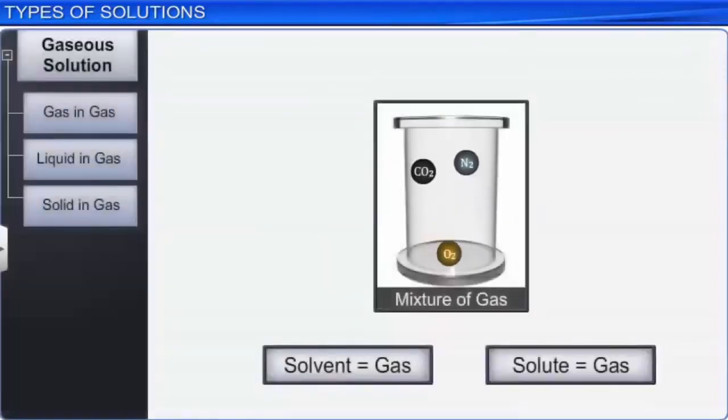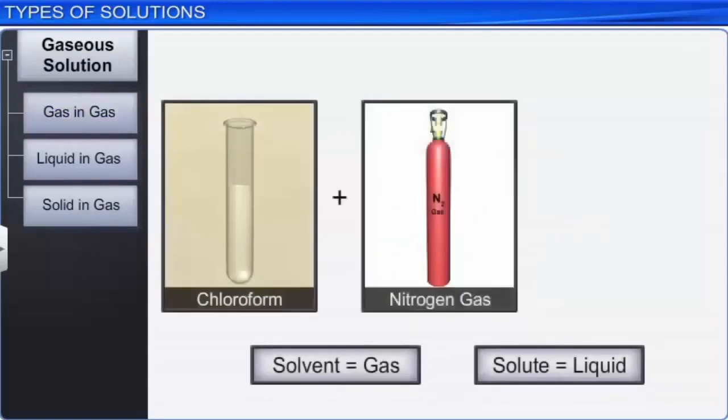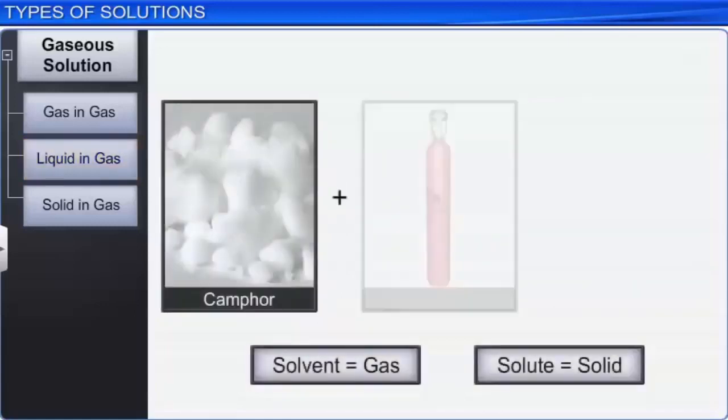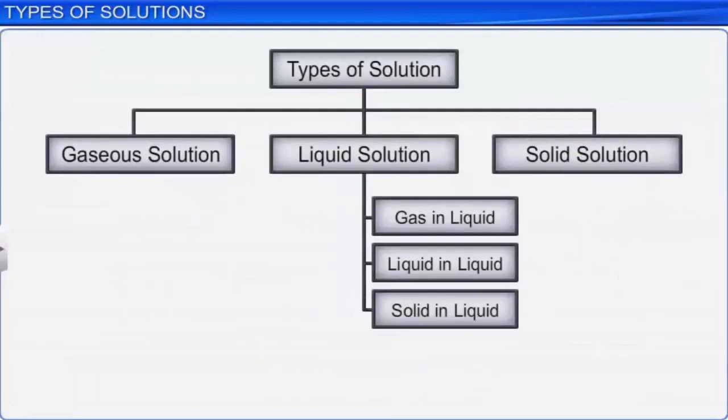For example, air is an example of gas in gas type of solution. Chloroform mixed with nitrogen gas is an example of liquid in gas type of solution, while camphor in nitrogen gas is an example of solid in gas type of solution. A solution in which a liquid is the solvent and a gas, a liquid or a solid is the solute is called a liquid solution.